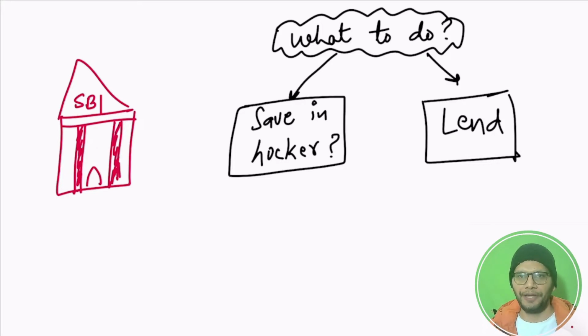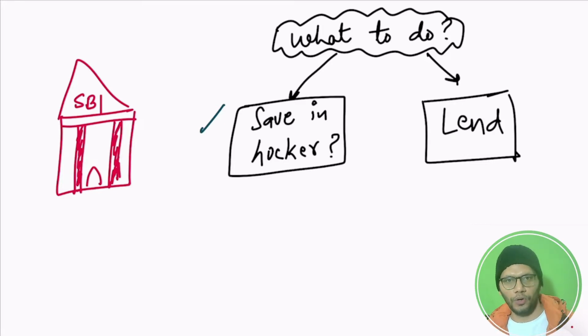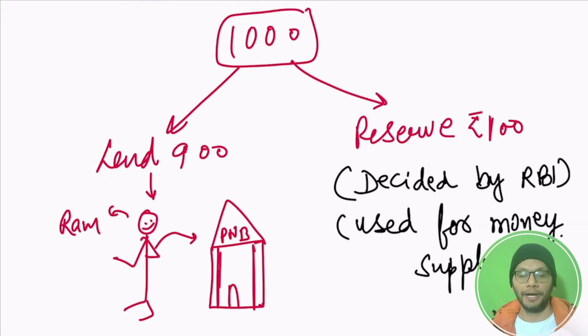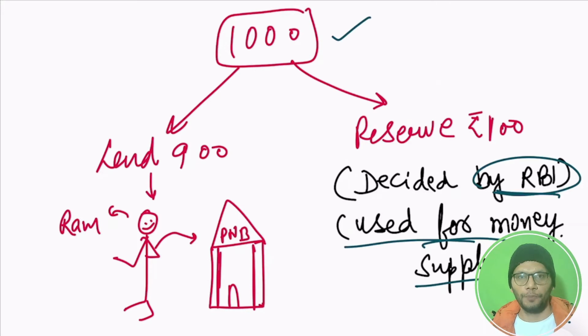So the bank has many options. The first option is that the bank keeps that money in a locker. But no, that is not a viable option and that is not the functioning of a bank. So the second and the best option is that the bank gives that money to somebody else as a loan. But the bank is never going to lend 1000 rupees in full. Now suppose there is a person named Ram and he needs some money. So he will go to the bank and ask for a loan.